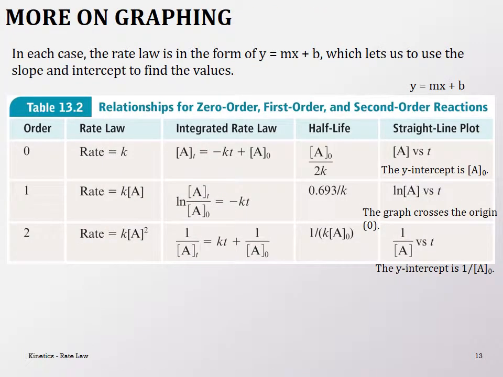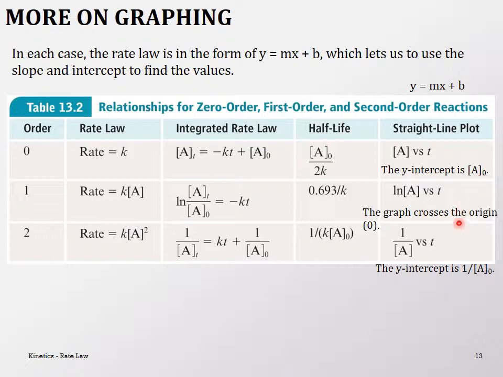So here is a little chart giving you everything that you need to know about zero, first, and second order. The only thing it does not have is the units of k, which you can fill in yourself if you want to. In any case, this is a very nice table: zero order, first order, second order, the rate law, the integrated rate law, and the half-life too. The last column tells you about the straight line plot that you should get. For a zero order, for example, it's concentration of A versus time, and the y-intercept will give you the initial concentration of A.